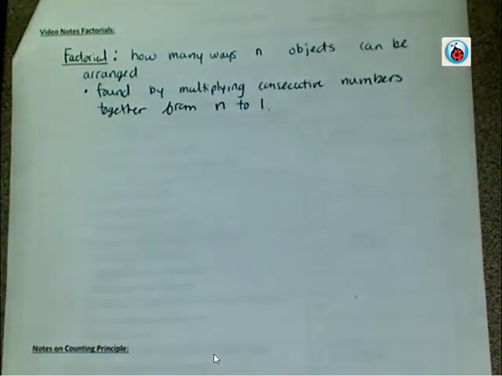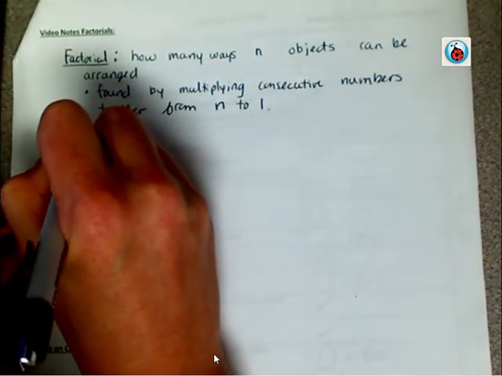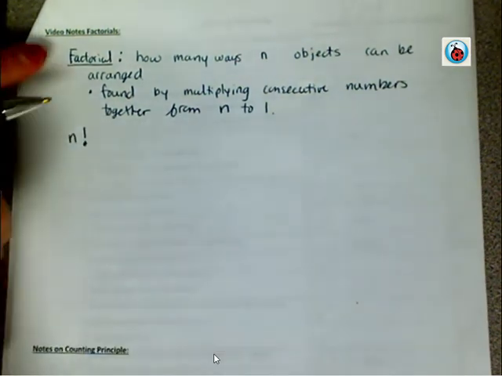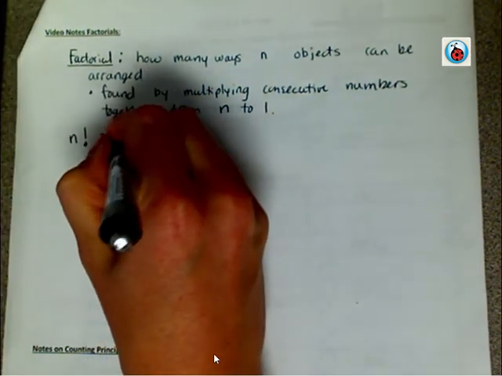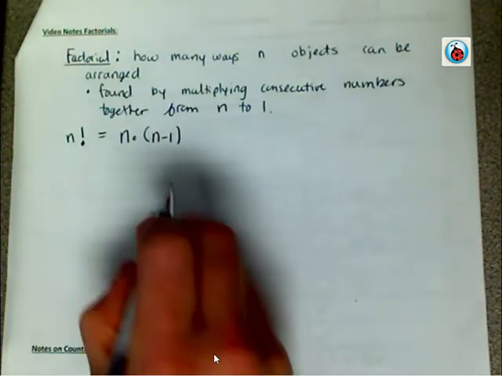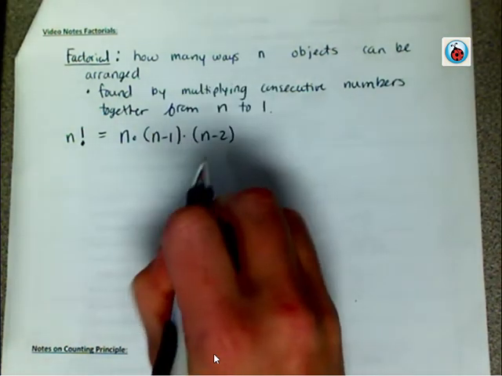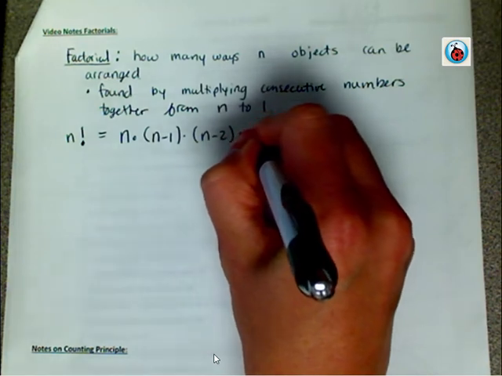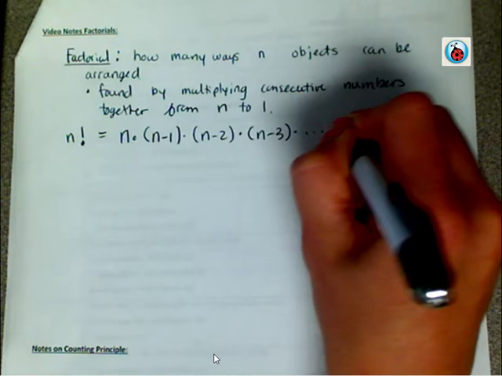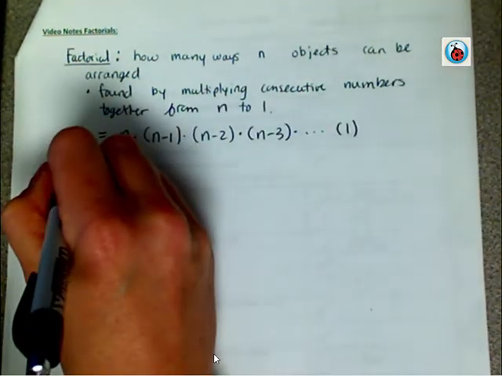to 1. So let's look at that notation. So that would be n factorial. The exclamation mark means factorial. So that equals n times the next lower number times the next lower number times dot dot dot all the way down to 1.